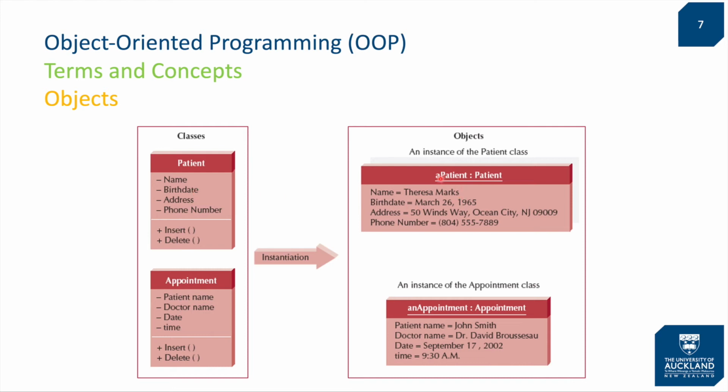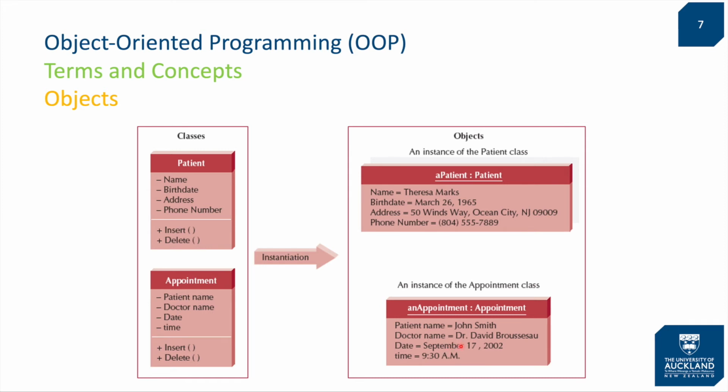For example, here we have a patient. This is the object name of type patient class. So this a patient is an object of this class. And now it has a name, a birthday, an address. So this is an actual instance of this class. We call that an object. And same for an appointment. This is an actual appointment because we have the actual data for these different pieces of information, like patient's name, doctor's name, and etc.